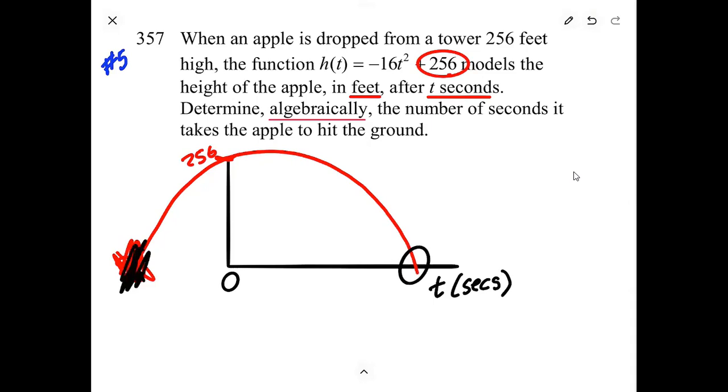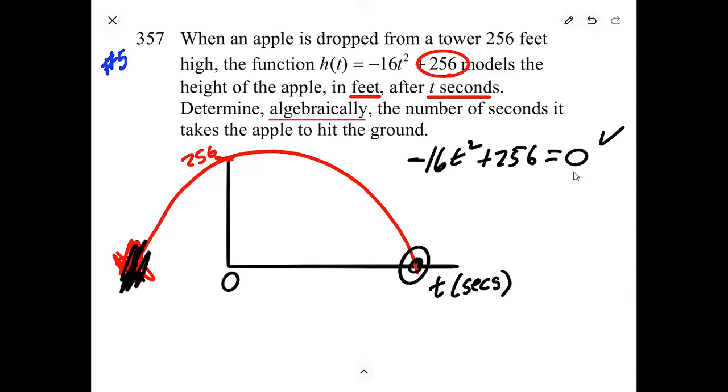So when you do this kind of word problem, you can't have just any numbers. The domain cannot be negative. You can't have a negative time. So you've got to be looking at the positive zero, or the positive solution. So let's go. I'm going to keep this here. But here's the other thing you have to do. When it hits the ground, that's where it's equal to 0. So you're going to say negative 16 t squared plus 256 equals 0. You've got to do this.